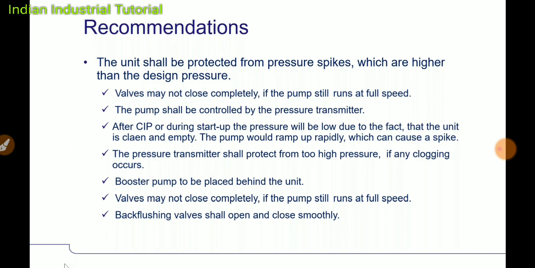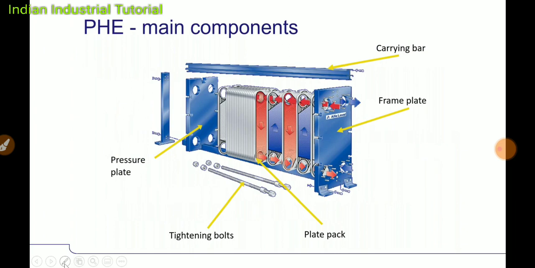These are the major components of the heat exchanger. You will find them here in another slide. The top carrying bar is hanging all the plates and the pressure plate. The front plate is called the frame plate, having pipeline connections. Intermediate plates are there, either stainless steel or SMO 254 or titanium or HLIC. These are called plate packs. And the tightening bolt and pressure plate are shown here in a picture.